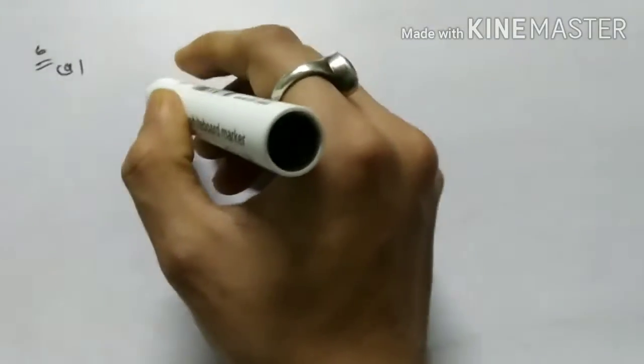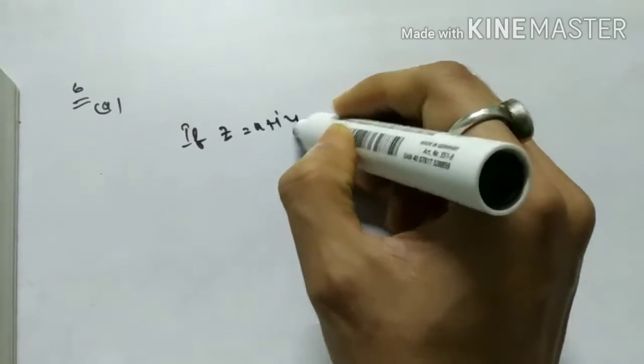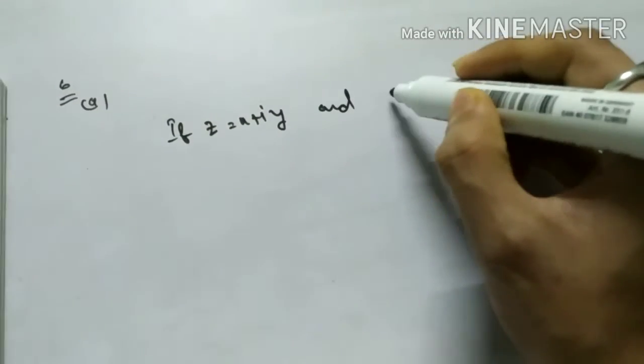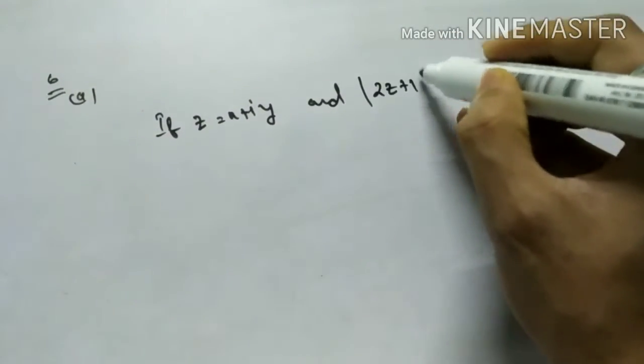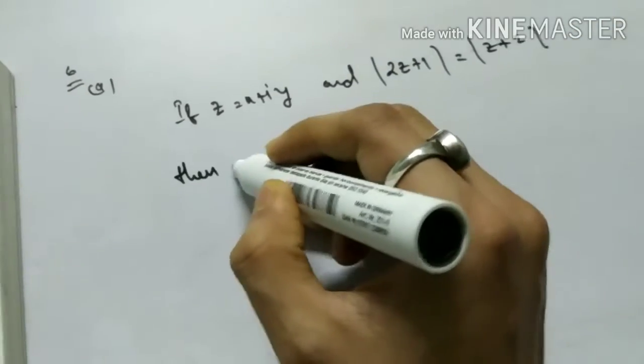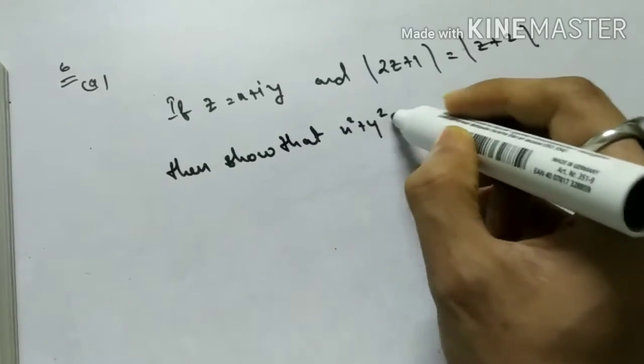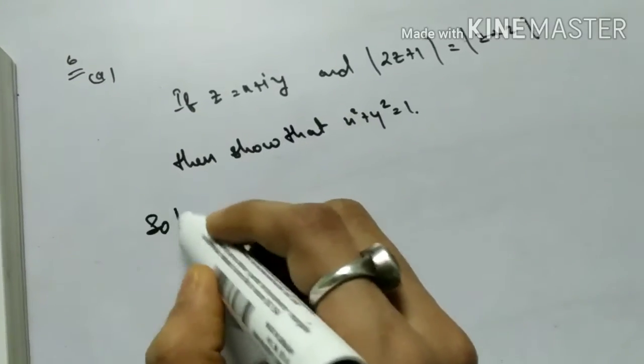Question number 6, number A. If z = x + iy and modulus (2z + 1) is equal to modulus (z + 2), then show that x square plus y square is equal to 1. So in here it is given that if z = x + iy and modulus (2z + 1) is equal to modulus (z + 2), then show that x square plus y square is equal to 1. Now solution.